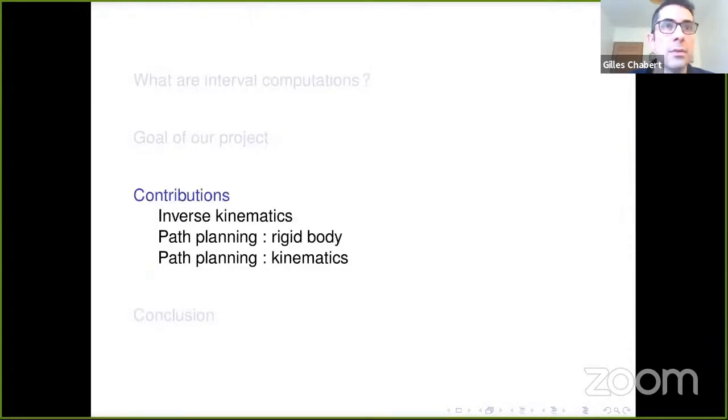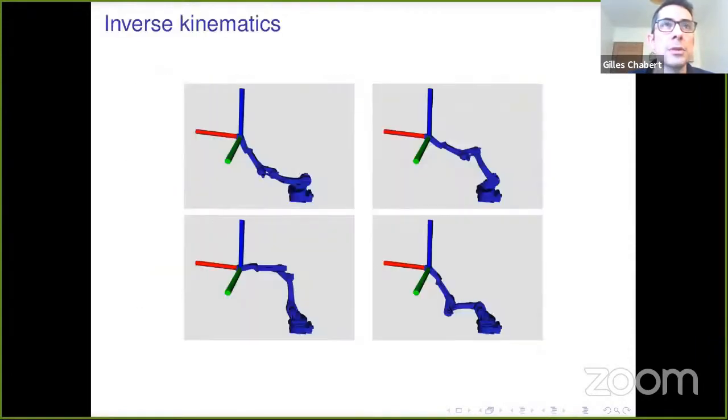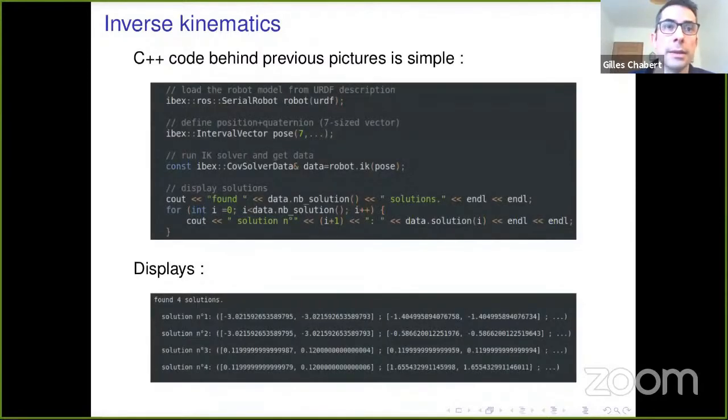So let's start with the first contribution. As I show you on this slide, you have a robot and you have a given fixed pose of the effector. You can see on the 4 pictures that it is the same each time, and you want to compute all the possible joint positions to reach this pose. So you have 4 in this case. This is the typical thing we can do with interval computation. And this is what we have done.